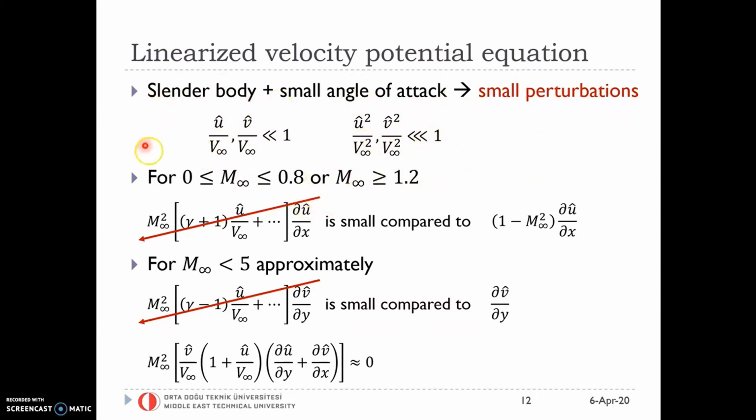By taking this into account, we can go term by term and see the contribution of each term on both sides of the equation. First, let's start with the first term on the right hand side. We had this Mach infinity squared times some terms in square brackets, times du hat over dx. For Mach number between 0 and 0.8 and for Mach number greater than 1.2, this term is relatively small compared to the du hat over dx term on the left hand side of this equation.